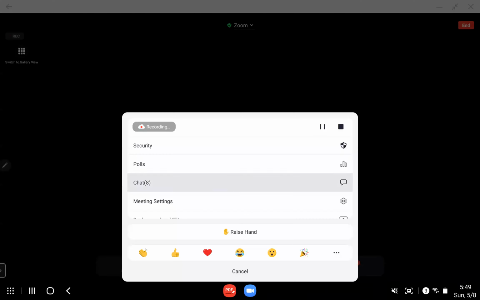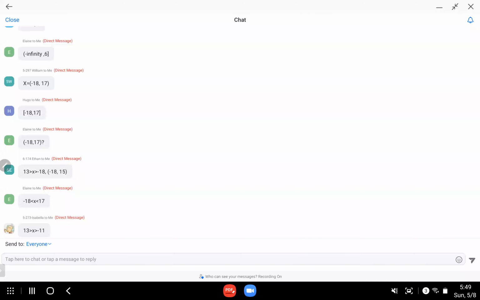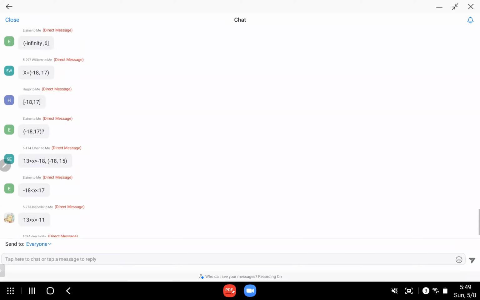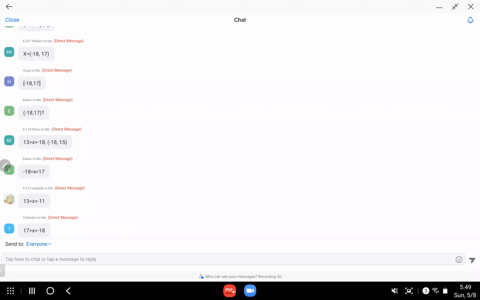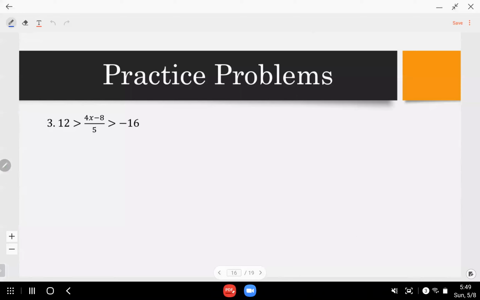All right, look at this. You have negative 18 to 17. Then we have negative 13, negative 11 to 13. Looks like almost everybody got negative 18 to 17. So let's look at this. We're going to do this. Let's multiply everything by 5 first.